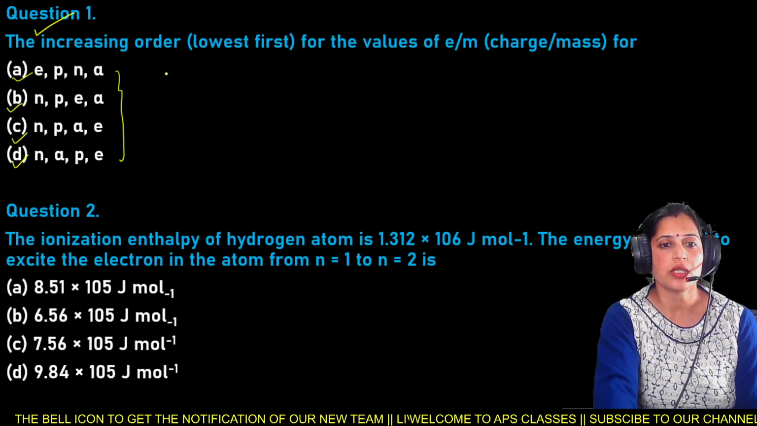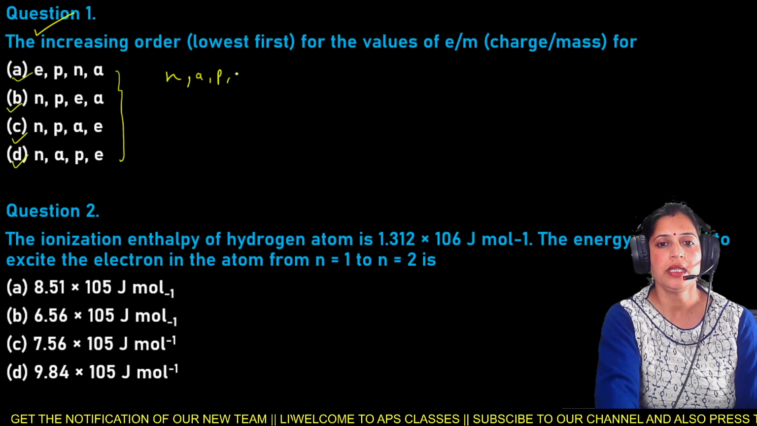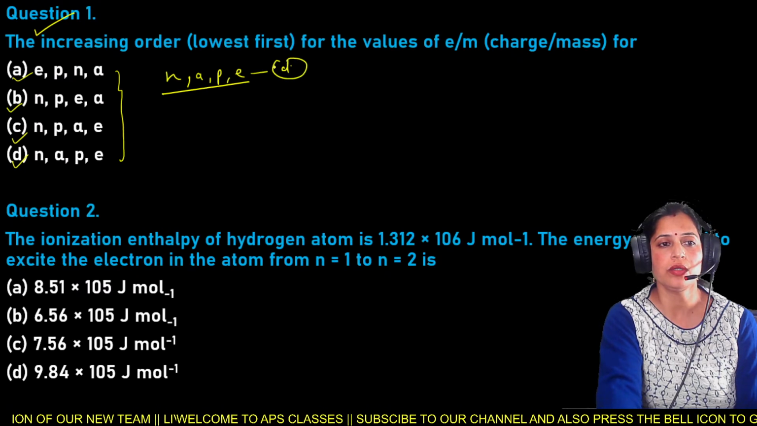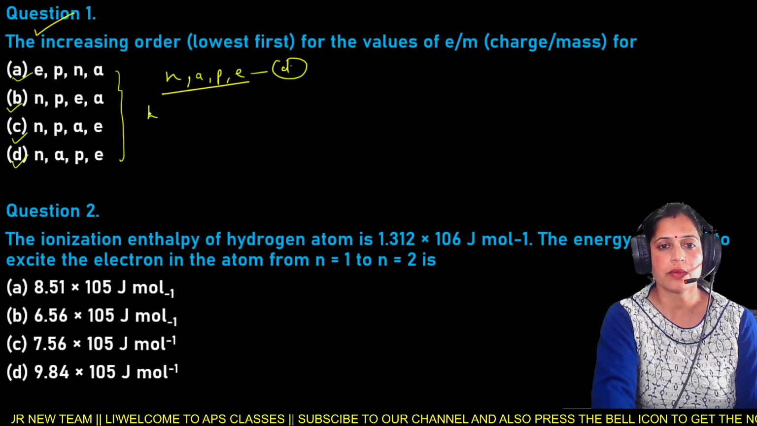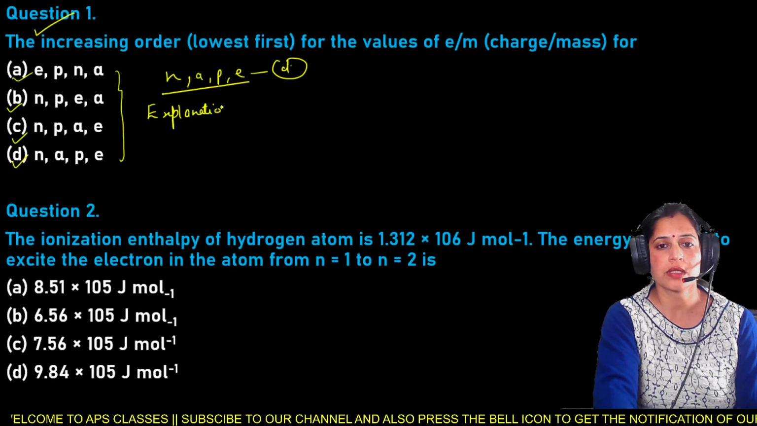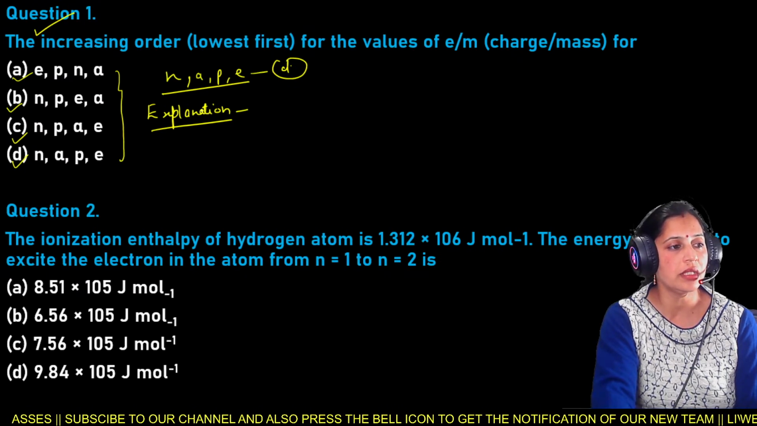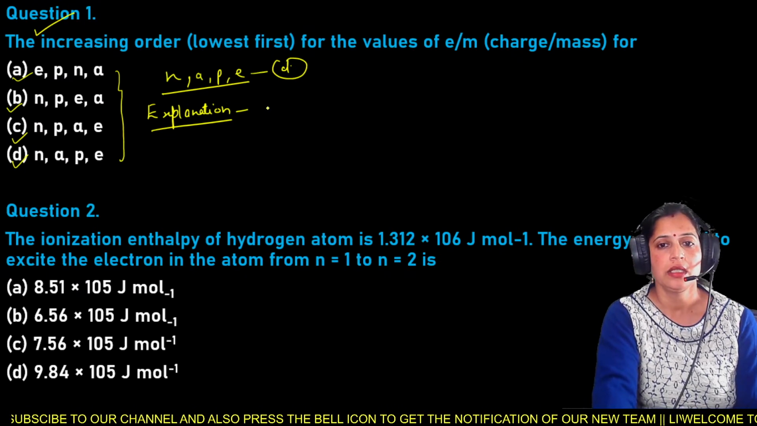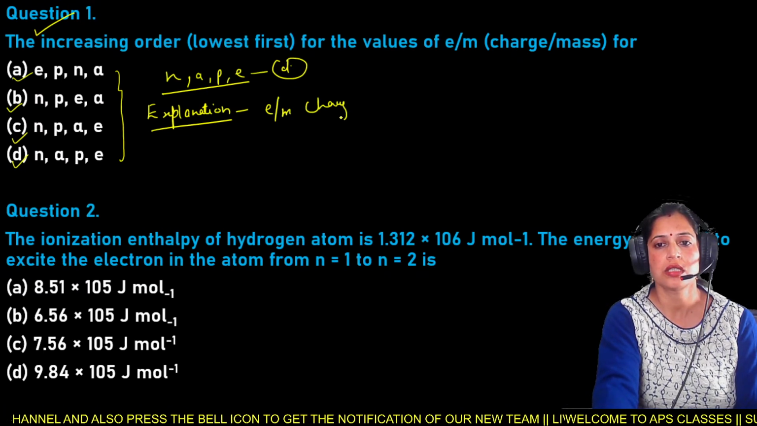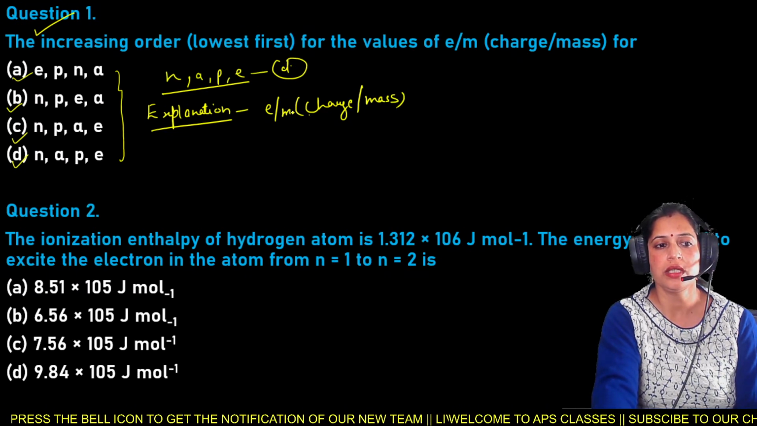So the right option is D, n, α, p, e. This is the right answer for question number 1. And the explanation for this question: tell me the answer, beta. e/m, that is charge/mass.